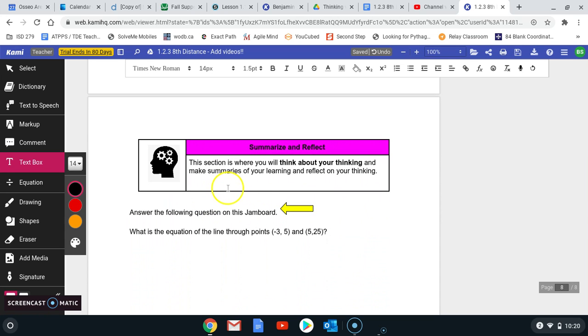And lastly, you're going to summarize your learning and reflect on it with a Jamboard. So follow the link to the Jamboard and answer this question. What is the equation of the line through points (-3, 5) and (5, 25)?